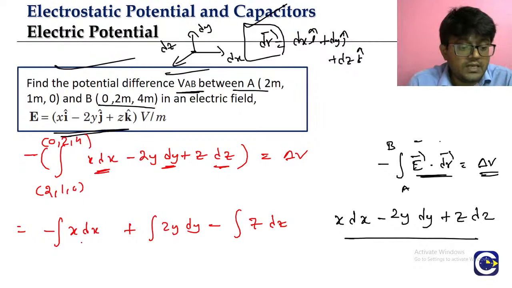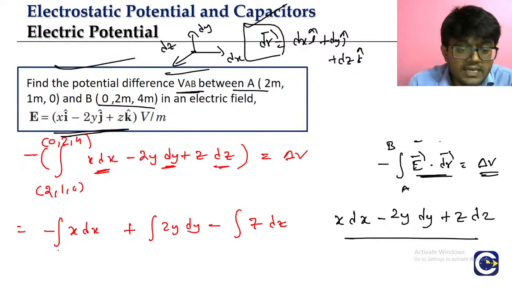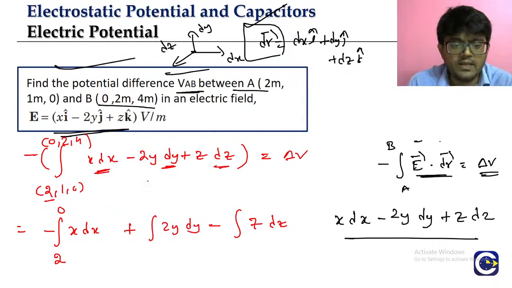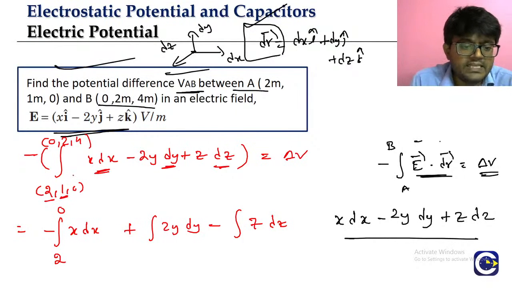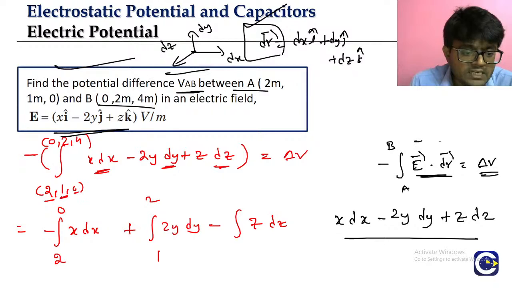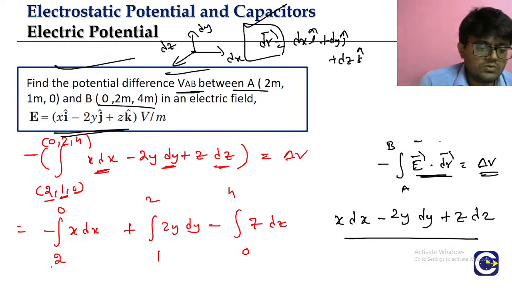Do you know what is here? The first integration has the variable x, so what limits come here? What are the x limits? The initial limit of x is 2, the final limit is 0. Look at the y limits: the second term has the variable y. The y limits: initial limit is 1, final limit is 2. Similarly, look at the z limits: initial limit is 0, final limit is 4. Okay, so what do we get?